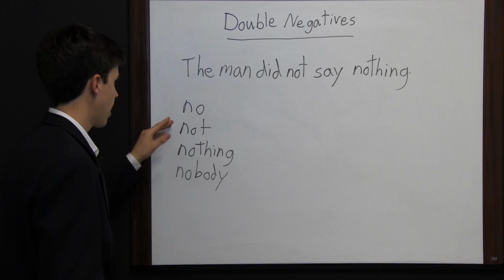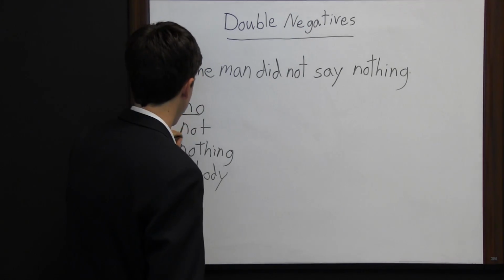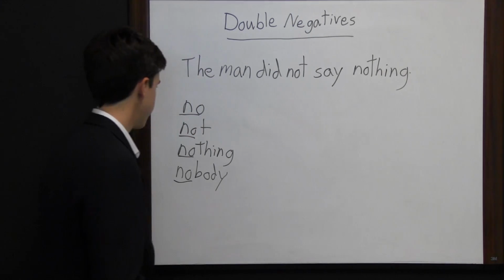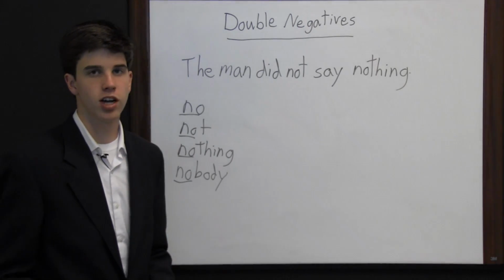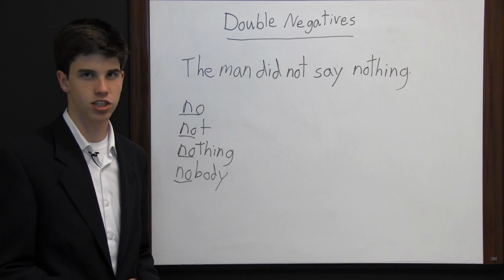Notice here what these all have in common. The letters N-O, no, no, no, no. Now there are some negatives that don't include no, but many do. So you cannot have two negatives coexisting in a sentence because they cancel each other out.